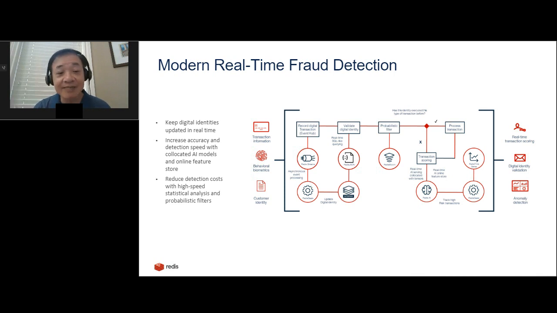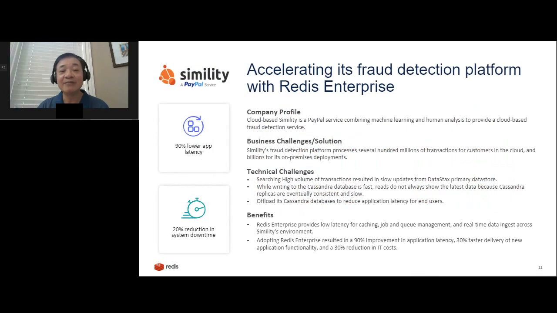And then lastly, we can do things like probabilistic filters and statistical analysis, with our time series capabilities, to do anomaly detection. So that's the third area where we provide real-time fraud detection. Lastly, and then we can move on to Q&A, I wanted to highlight an actual customer, Simile, which is a PayPal service, and they're able to take advantage of Redis Enterprise to accelerate their fraud detection. They handle literally hundreds of millions, if not billions, of transactions, and we were able to lower their latency by 90% and reduce their system downtime by 20% through their use of Redis Enterprise.